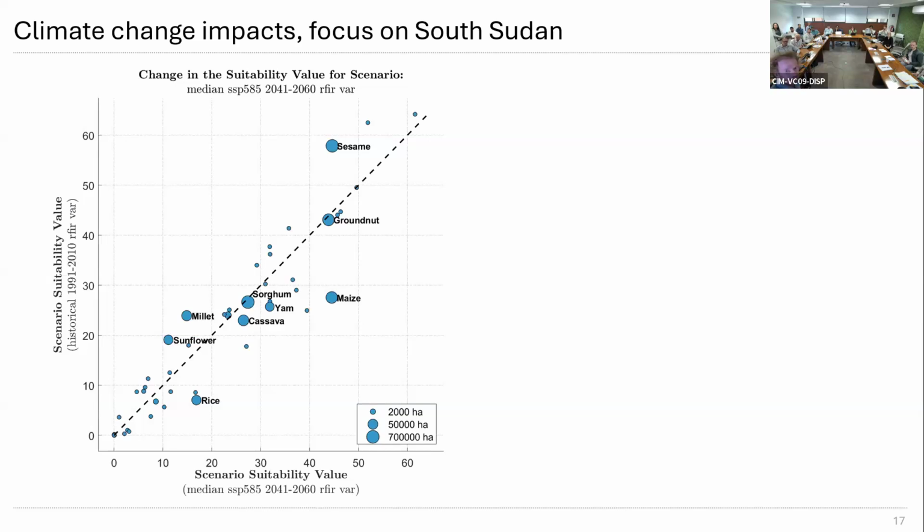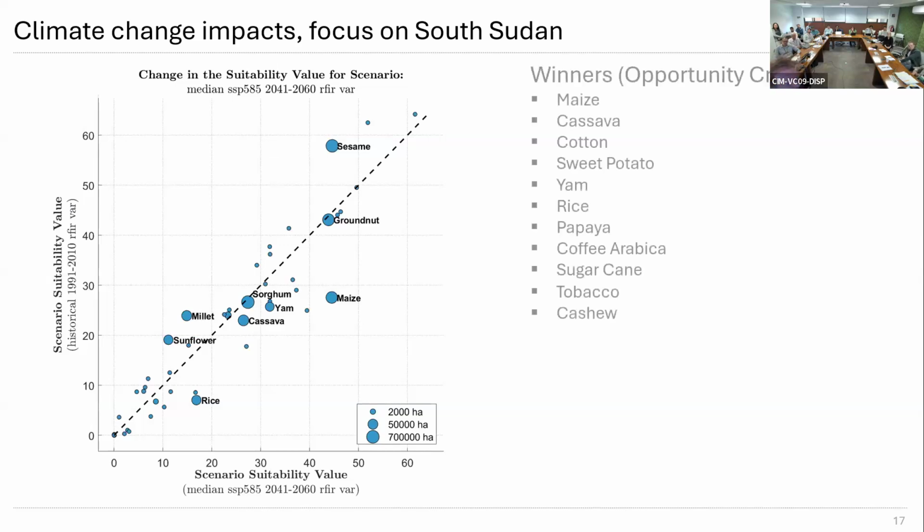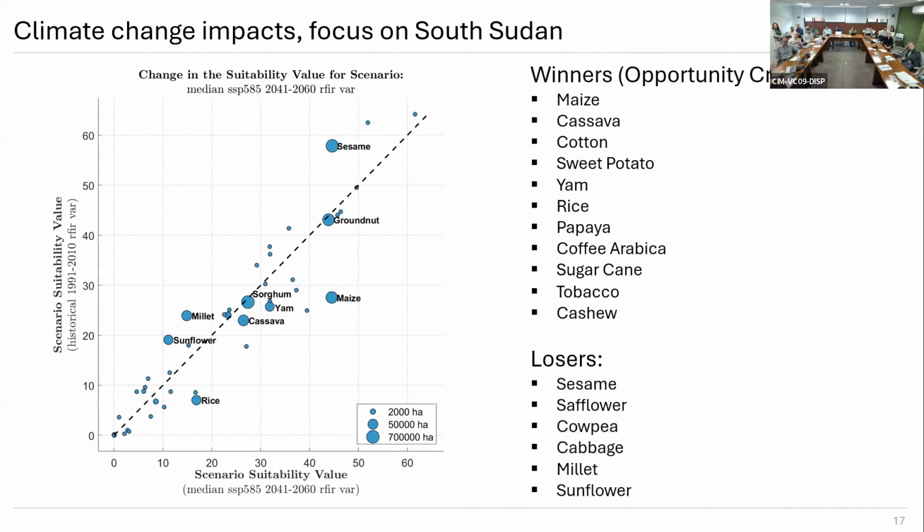So that's the study that we did for the United Nations mission South Sudan, and there we identified the suitability under future conditions, just combining rainfed and irrigated areas, and that's the historical period. And as you can see, there are some winners, so we can call them opportunity crops, but there are also losers like sesame, which is unfortunately one of the most important cash crops in South Sudan. But there are other crops like maize where the suitability increases. But still, for the losers, we found that there is potential for shifting the areas into other regions.